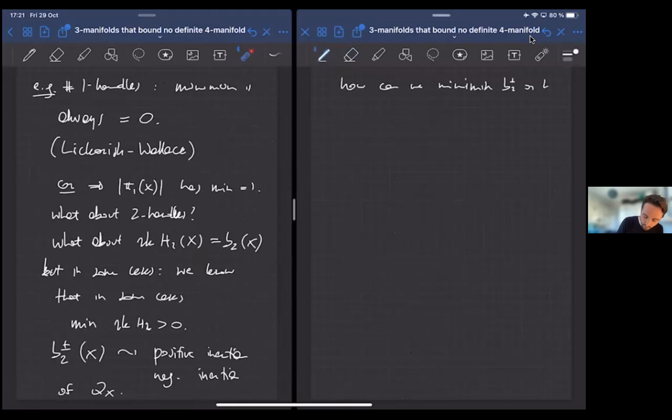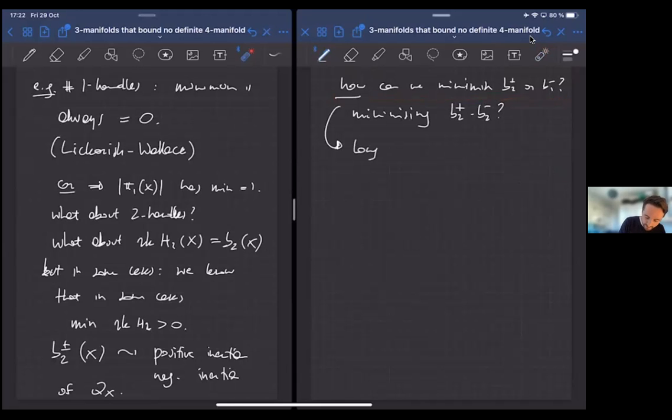B2 plus or B2 minus. And asking whether B2 plus or B2 minus is 0 is asking whether a given 3-manifold bounds a negative definite or a positive definite 4-manifold. And if you minimize B2 plus times B2 minus, well, asking that the product is 0 is asking whether it's either positive definite or negative definite. And this first question has a long history.